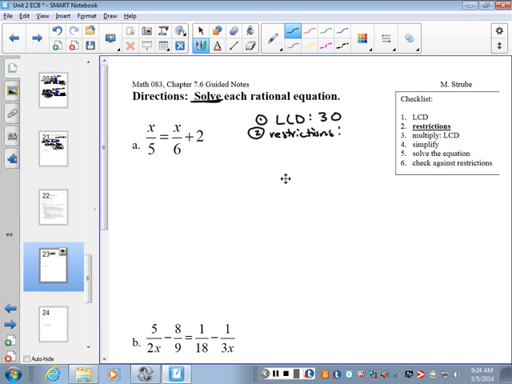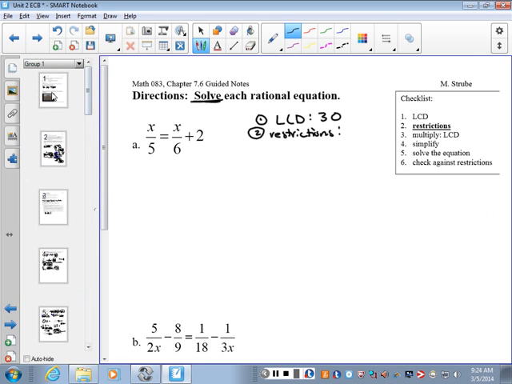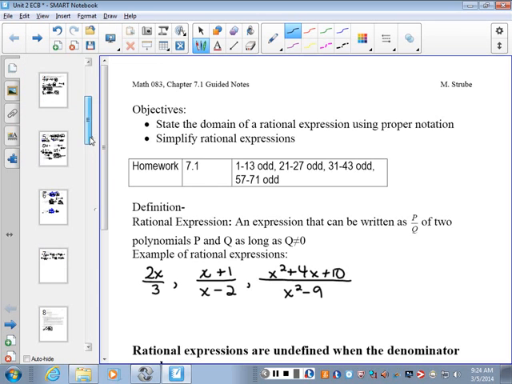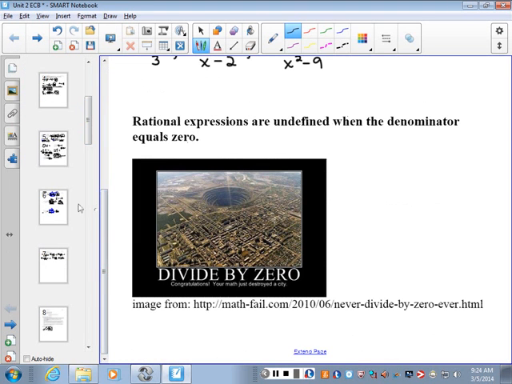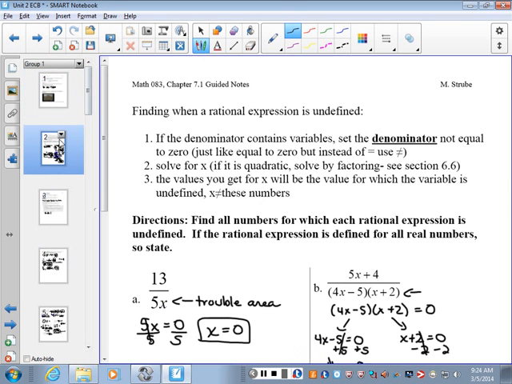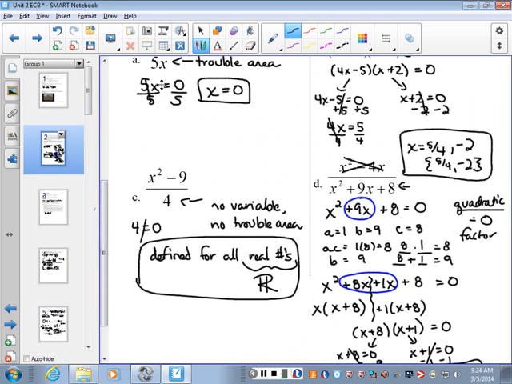Let's actually go back. Let's see if I can find. It was a while ago now. So first thing we looked at, rational expressions are undefined when the denominator equals 0. So then we had gone through a bunch of examples where we took our fractions and we set the denominators equal to 0. And we said, okay, this denominator, the x couldn't be 0, and this, the x couldn't be 5/4 or -2. So you got to be careful. We can't ever have a value for x that makes the denominator 0. We did that in 7.1. We also did it some in Chapter 8.